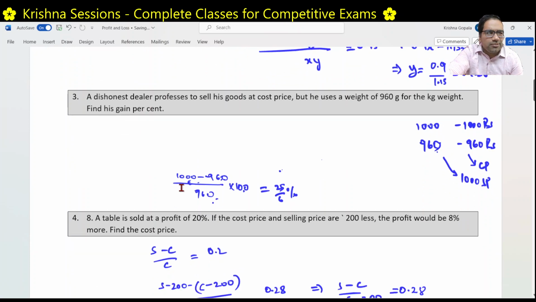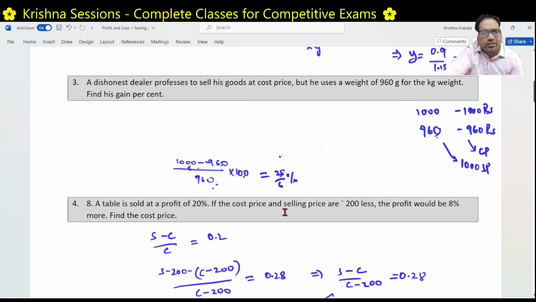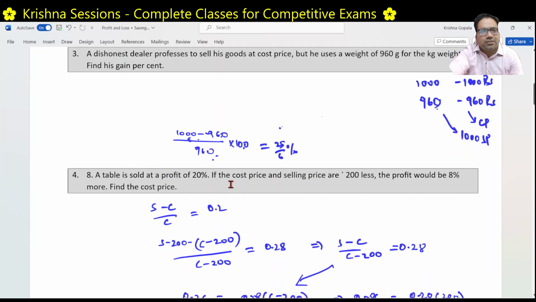Okay. A table is sold at a profit of 20%. If the cost price and selling price are 200 less, the profit would be 8% more. So what was the original cost price and selling price? Let's assume S and C. Selling price minus cost price by C, cost price, is equal to 0.2.